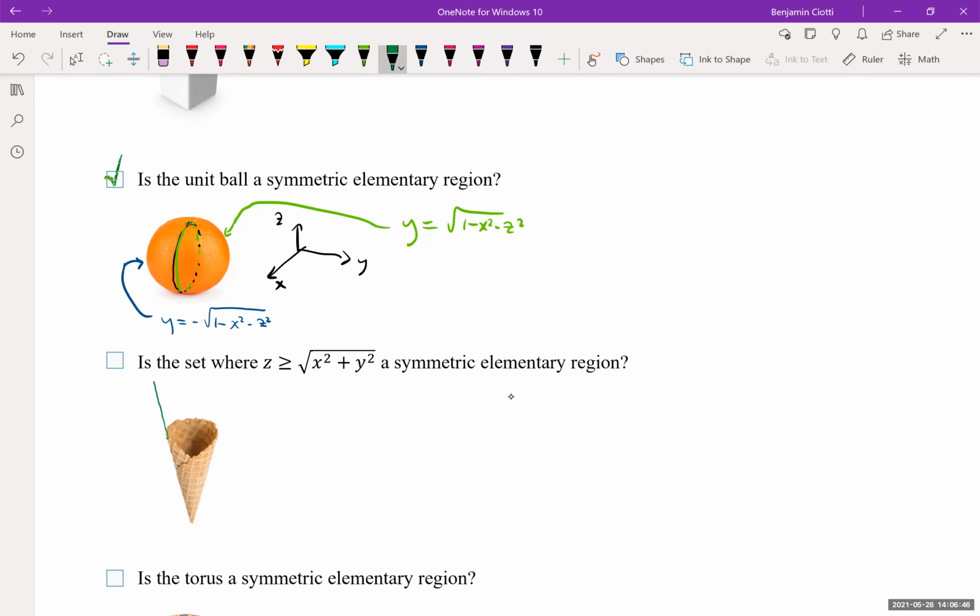Okay, next question. How about the torus? Is the torus a symmetric elementary region? Yes or no, folks? Oh, and Nikhil asked if we constrained it. You mean to lie below 5 but above the cone? Yeah. If you capped it at some point, then you could, yeah, it would have a top and a bottom, a left and a right, front and a back. Yeah, in that case, yes, it would.